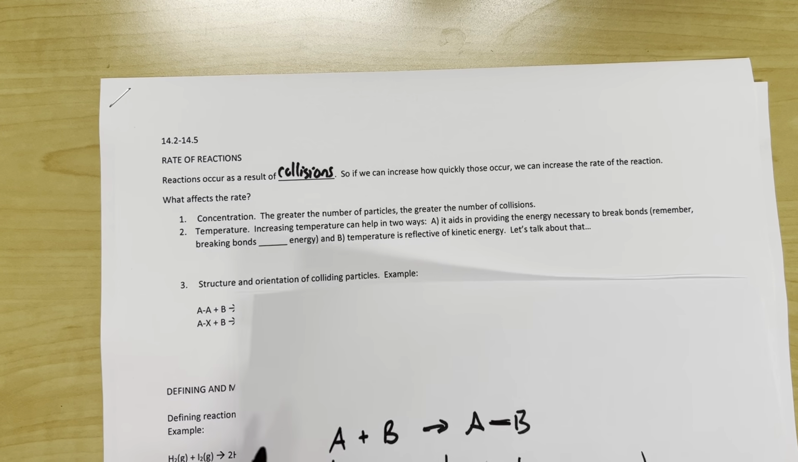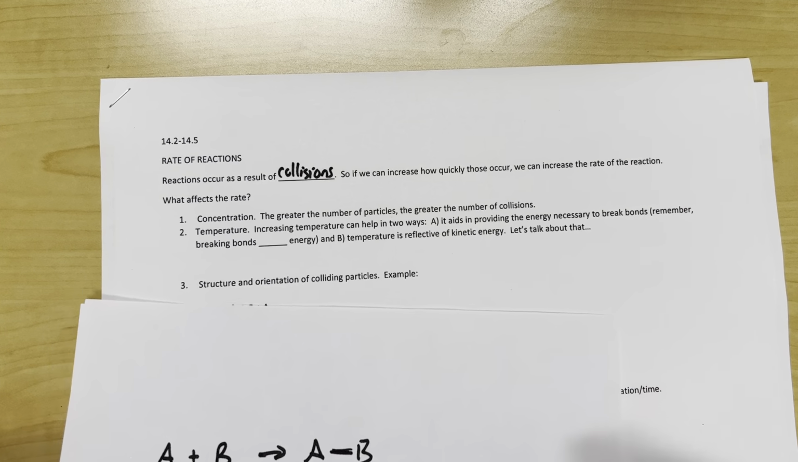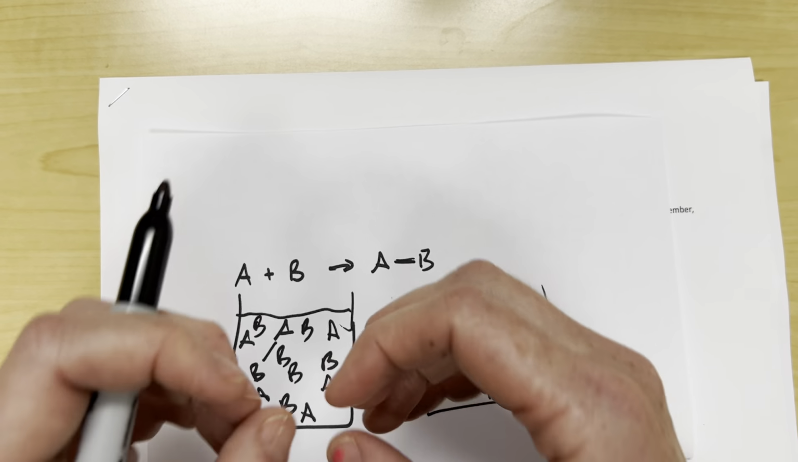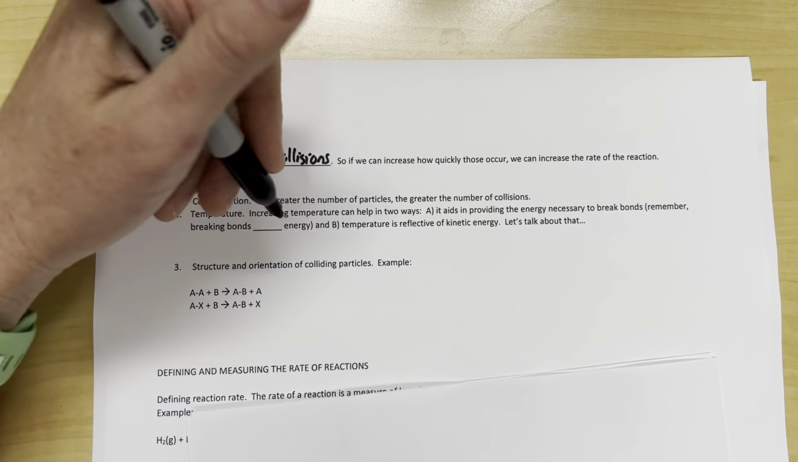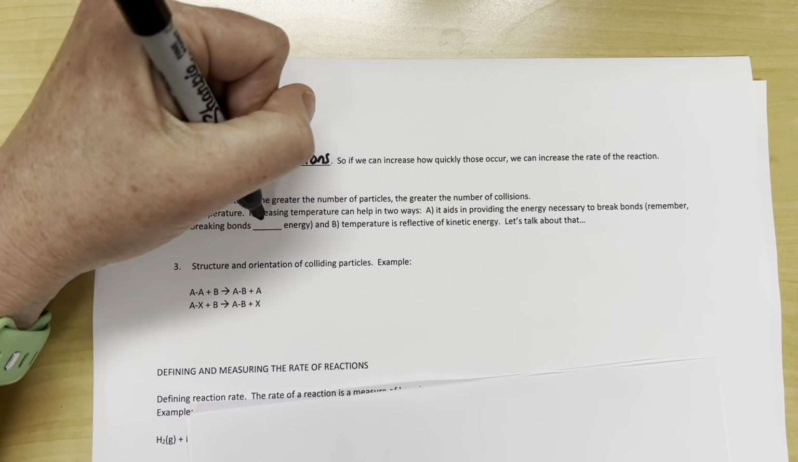Temperature. If we increase the temperature, this happens in two ways. One is that if you have a molecule that's bonded and you need to break it, in order to break a bond, it requires energy. I'm going to write "takes" just because it's smaller and it'll fit there. But breaking a bond takes energy. The second thing is temperature is reflective of kinetic energy. In fact, temperature is a measure of the kinetic energy of the molecules of something. Let's talk about what kinetic energy is.